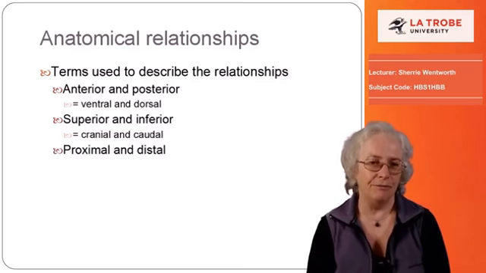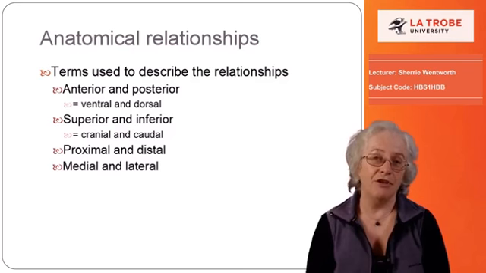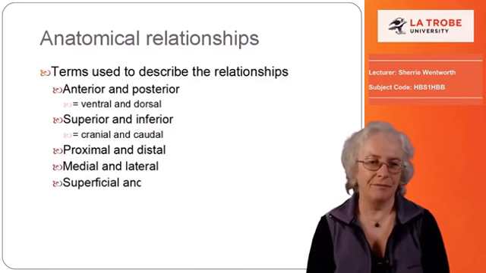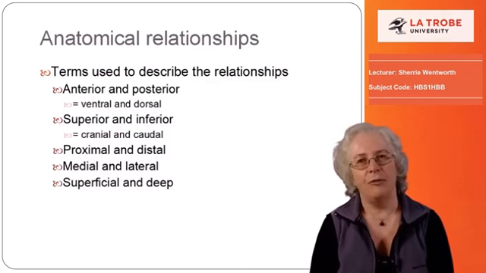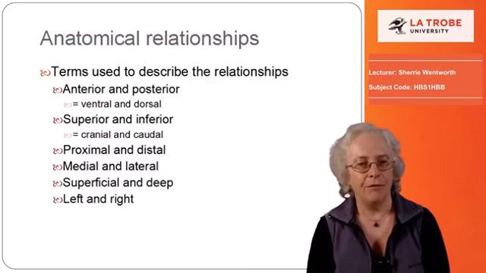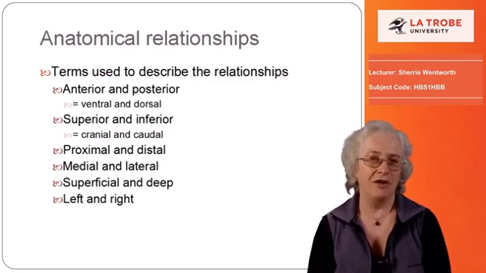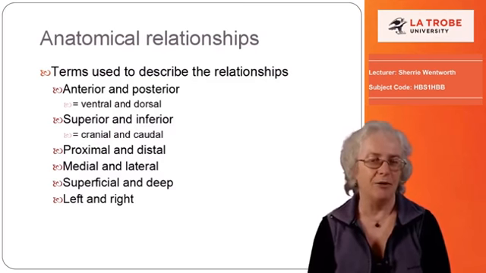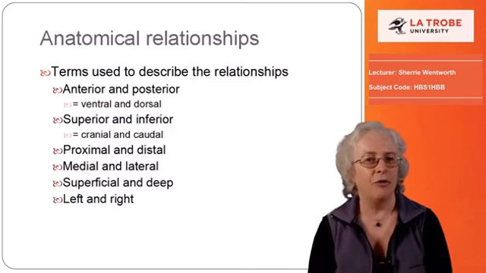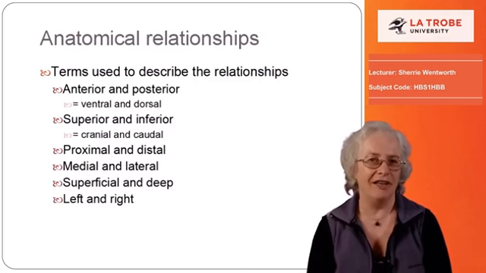Proximal and distal, medial and lateral, superficial and deep, and the last term is probably a little tricky term, left and right. One you think you know very well, but we need to use it correctly within the anatomical relationships. So what we're going to do now is look at these relationships. We've just looked at the list of anatomical terminology we need you to know. Now we're going to look at what exactly they mean.